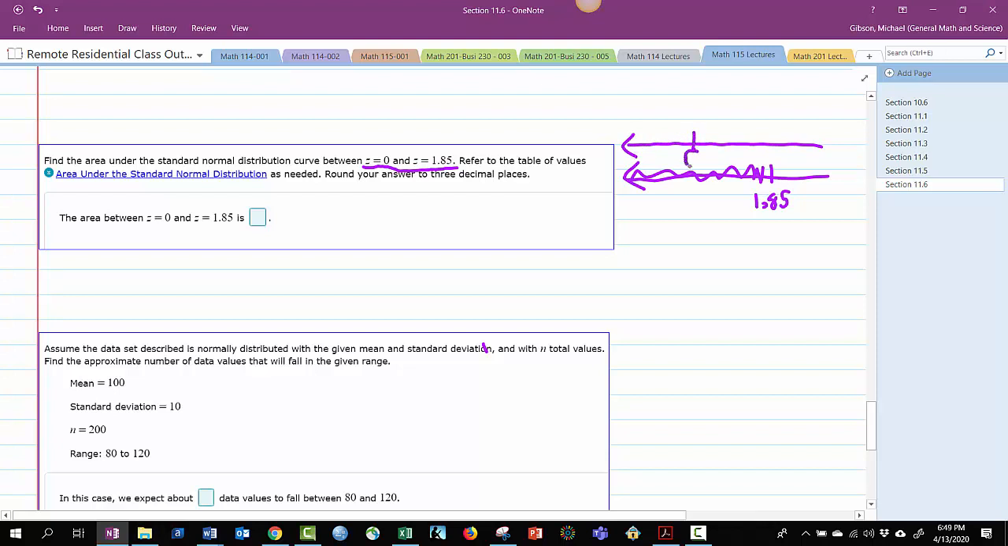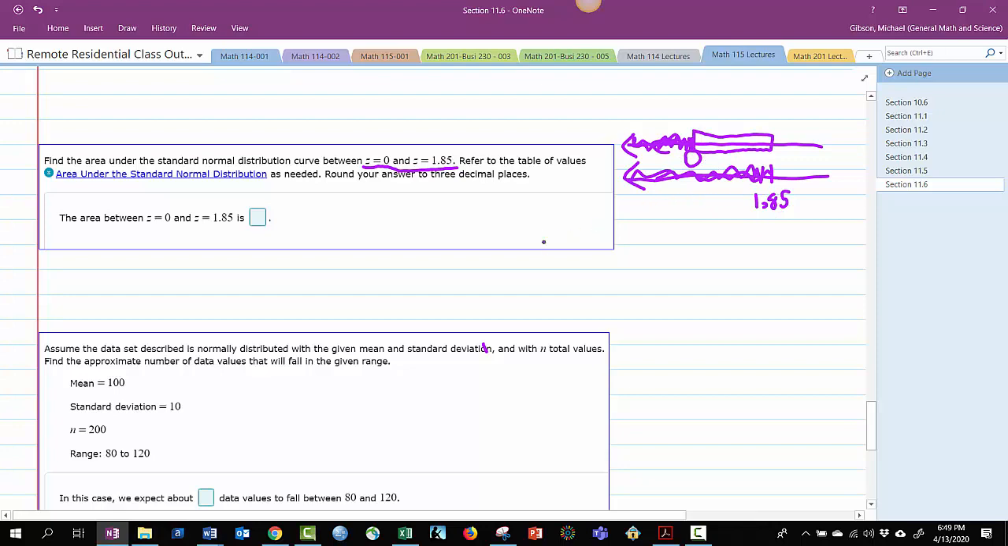All right, so I look up the probability of being less than 0 in the table. Okay, and then I take this bigger area here, right? Subtract off this smaller area, and it leaves me the one I'm looking for, between 0 and 1.85. So we're going to get the probability of being less than 1.85, and the probability of being less than 0, and subtract the smaller from the bigger.